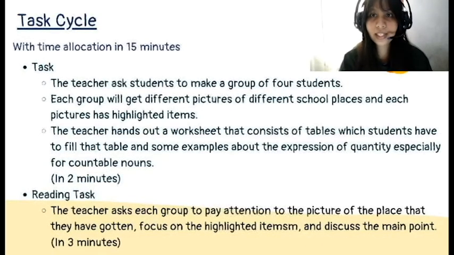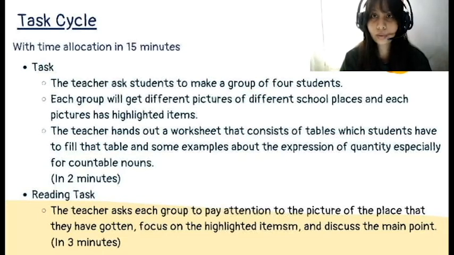So we move to the task cycle. For the task sequences, we have 5 sequences here. The first one is the task, the second one is the written task, the third and fourth are report and focus on form, and the last one is evaluation.